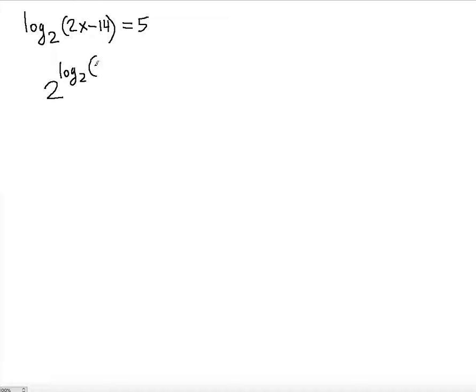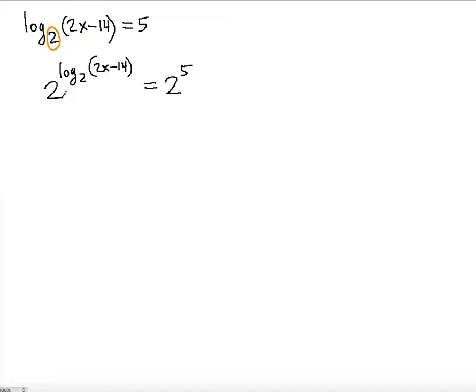Log 2x minus 14. And remember, when you do something to one side, you have to do it to the other. So the same base 2 raised to the 5th power. And why did I think of 2 specifically? What gave me that 2 is this base here. This base tells me that I should have this base 2.